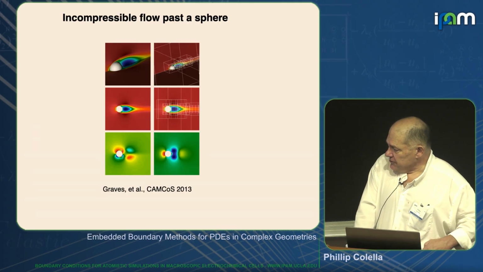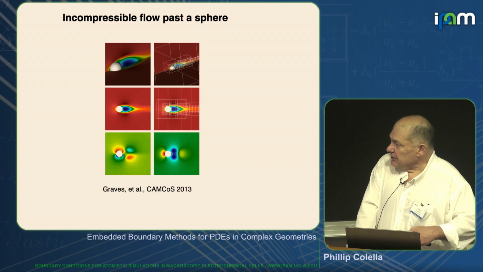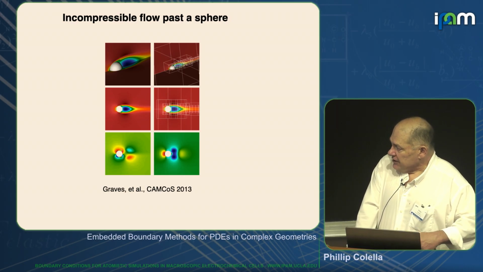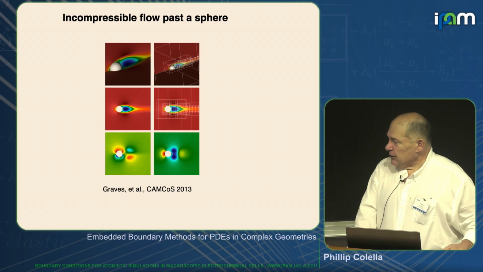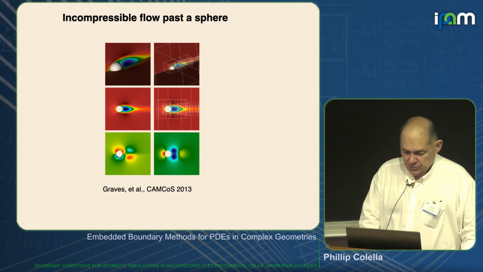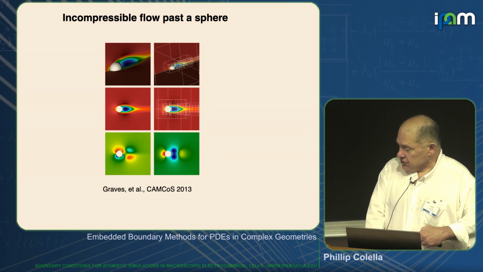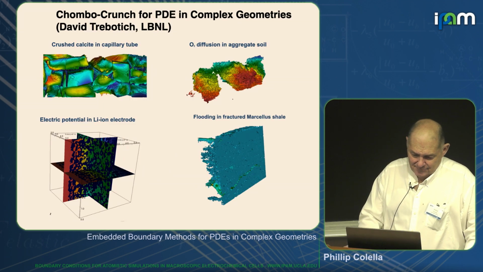Incompressible flow past a sphere. This is a Colella paper in 2013, and this is small, modest Reynolds number, 600. But we're getting what is reasonable behavior. And again, this is to show that we can do adaptive mesh as well.